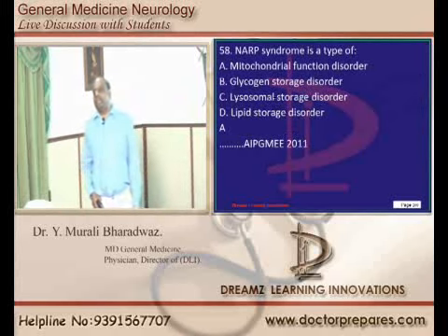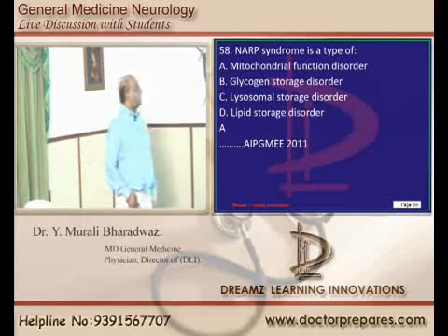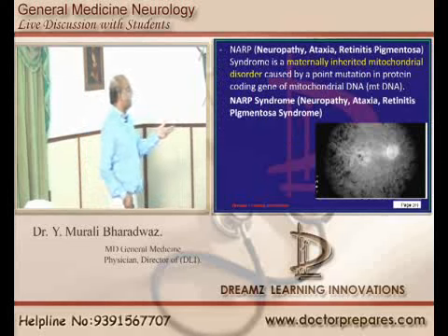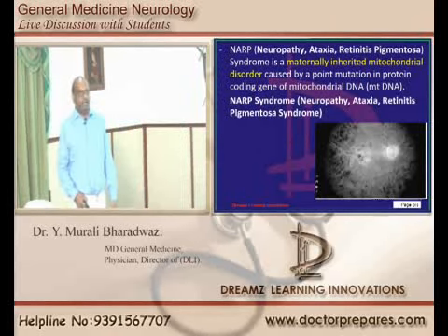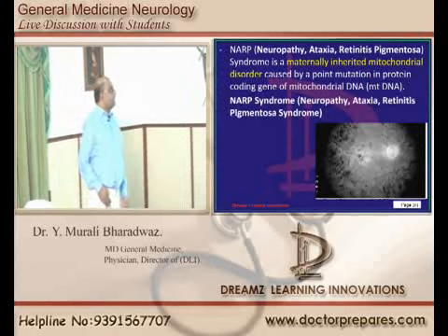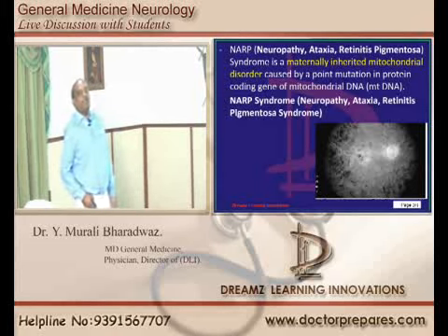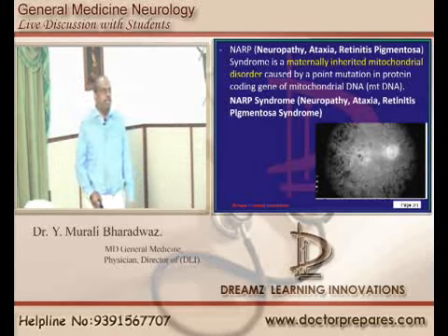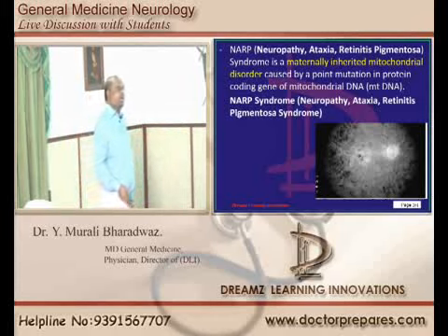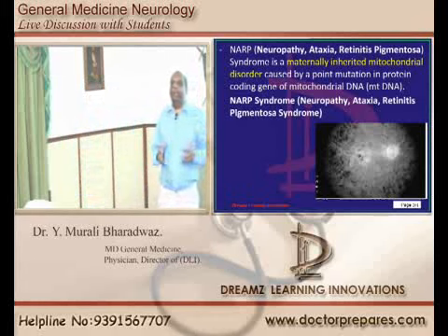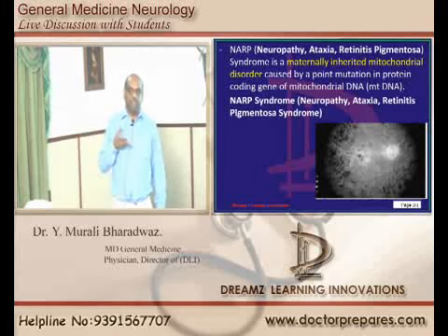NARP syndrome is basically what? All India 2011 question. NARP means neuropathy, ataxia, retinitis pigmentosa. It is a maternally inherited mitochondrial disorder where patients have the combination of peripheral neuropathy, ataxia, retinitis pigmentosa. How do you identify retinitis pigmentosa on this? There is a bony spicule appearance in retinitis pigmentosa. So it is mitochondrially inherited, meaning a mother can transmit to the children.